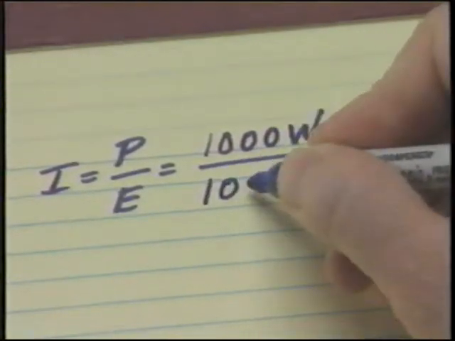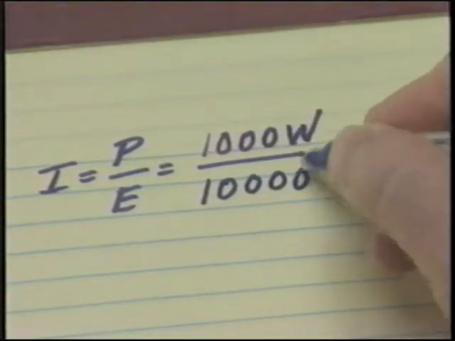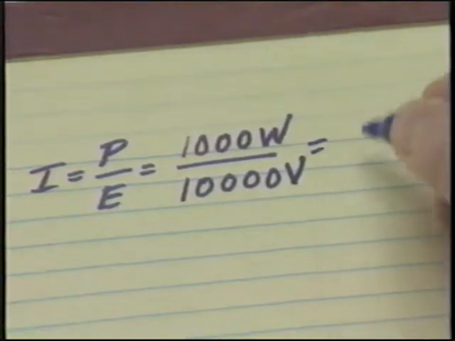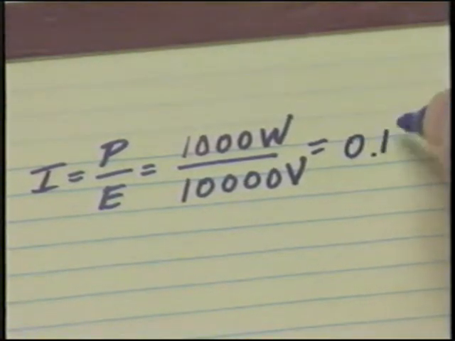However, if AC is used, it can be stepped up from 100 volts to 10,000 volts AC, for example. Now, for the same power demands as given in the previous example of 1,000 watts, the required current would be 1,000 watts divided by 10,000, or 0.1 amp.